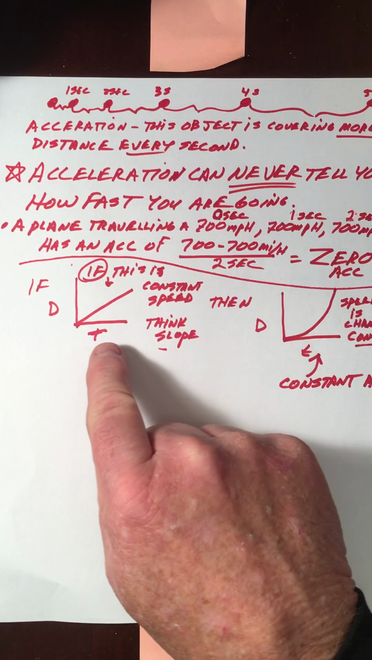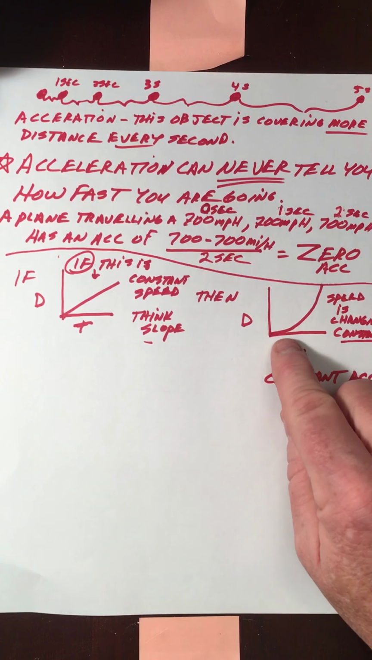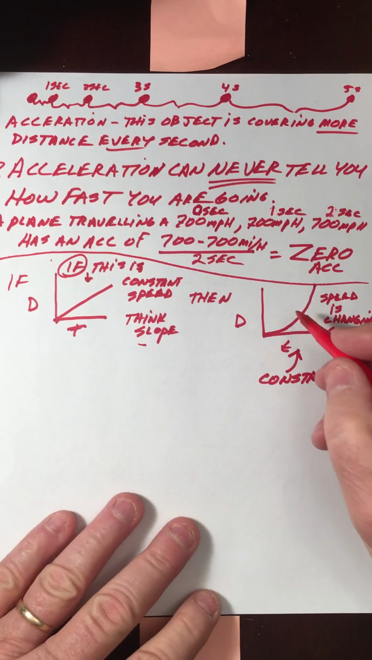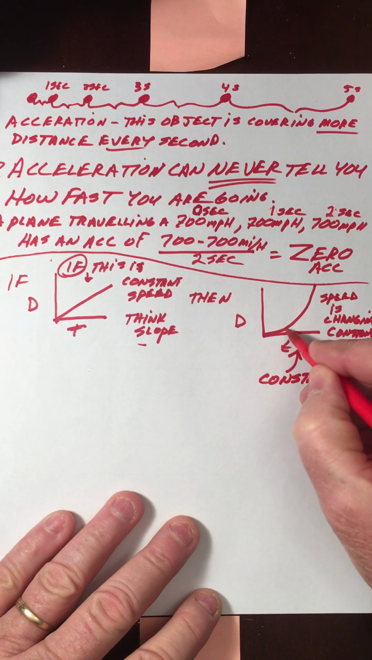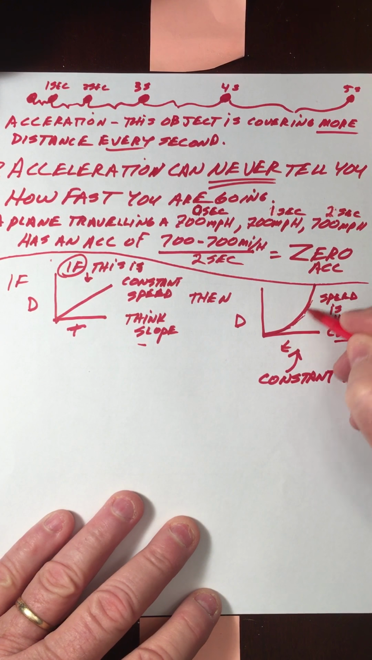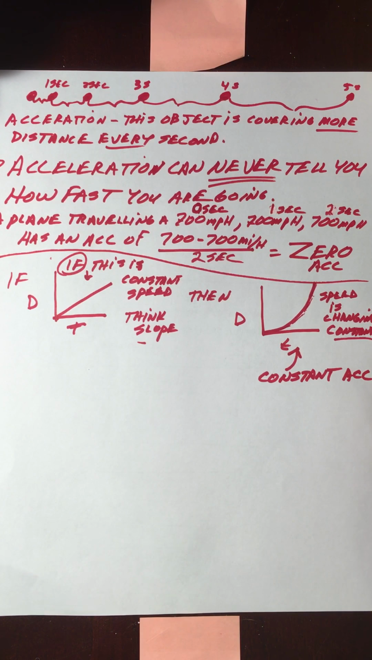Now, I had this before. If this equals constant speed, then what does this mean? This means my speed is not constant. Matter of fact, if you think about the slope here, the slope is speed. Here's my speed. Whoa, here's my speed. Here's my speed. My speed keeps changing. This is called constant acceleration. I hope that helps you for this first lesson.